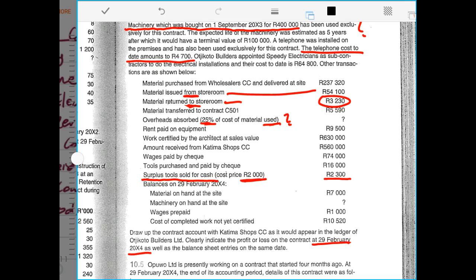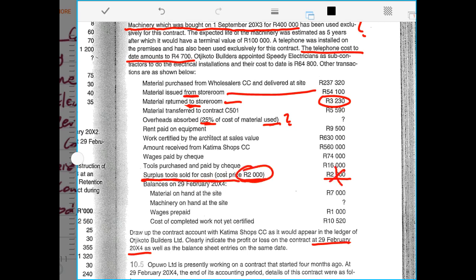Remember, in contract costing, we don't record the accidental profit. We only record the profit for the contract. When I'm saying accidental profit, I'm referring to the profit that you get on the disposal of the equipment, or the disposal of the tools in this case. If you make a profit on such sales, we don't record the profit in the contract costing, but we do recognize the equipment or the tools that were sold at the cost price, meaning that the tools will be recorded at 2,000 rands, not at 2,300.